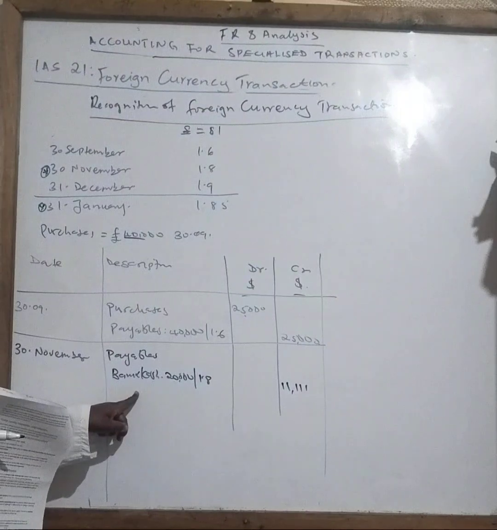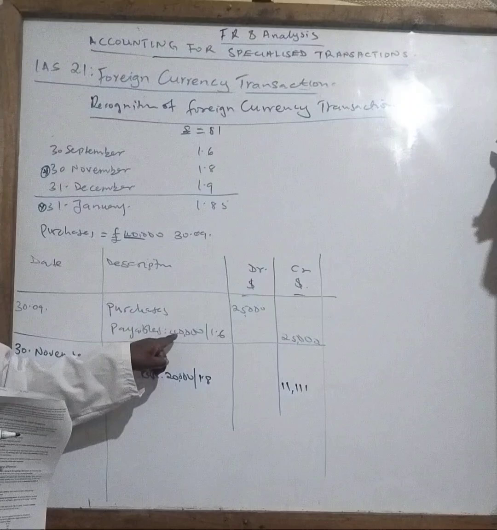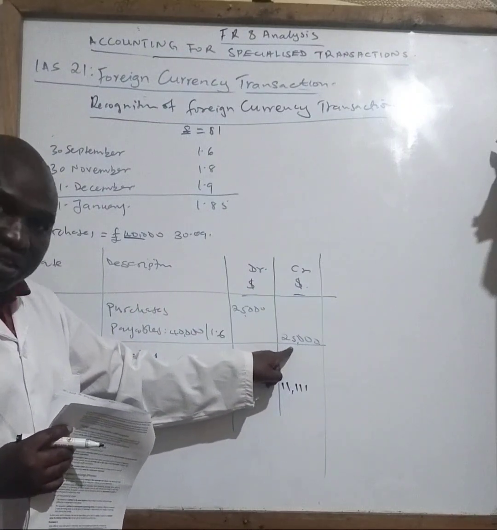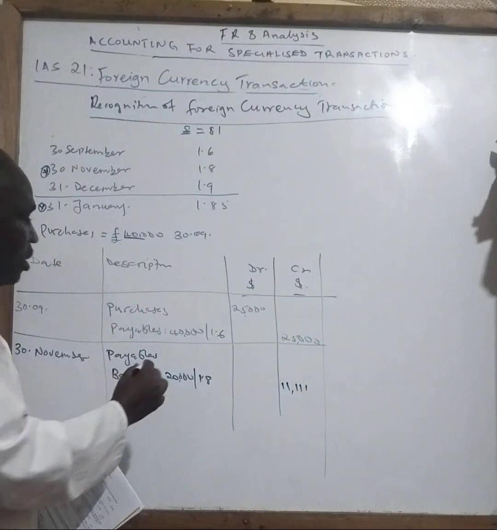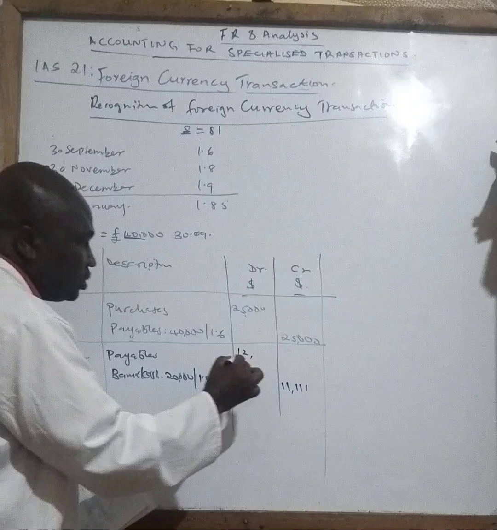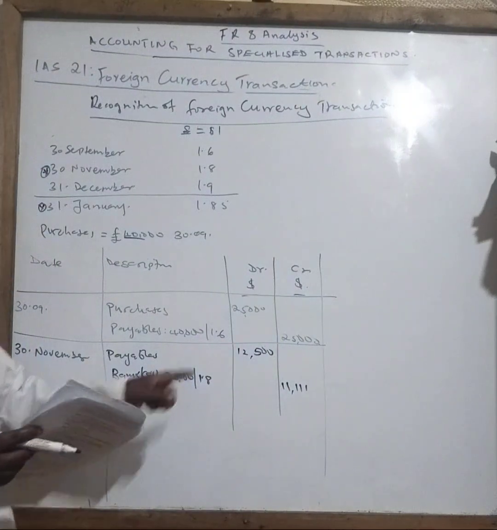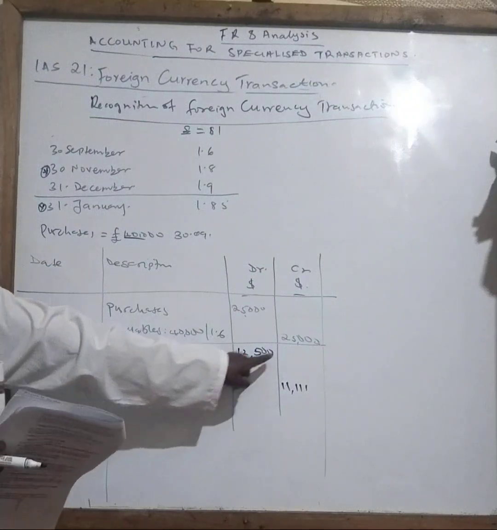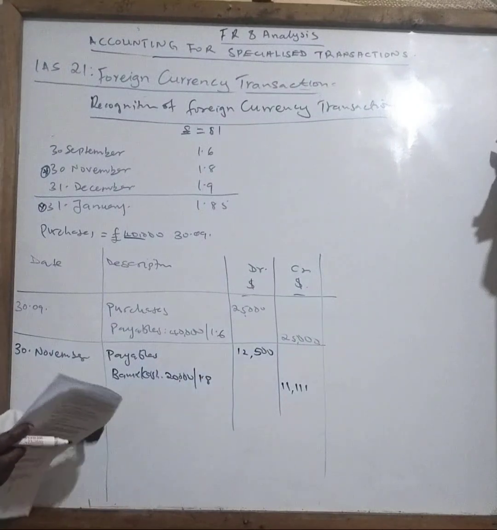How much was the total payable? 40,000. We have translated 40,000 pounds into dollars. This is 25,000. So how much is half of this? Half of this, per installment now, is 12,500. Is it correct? First payment on 30 November, 12,500. You divide this one by 2.